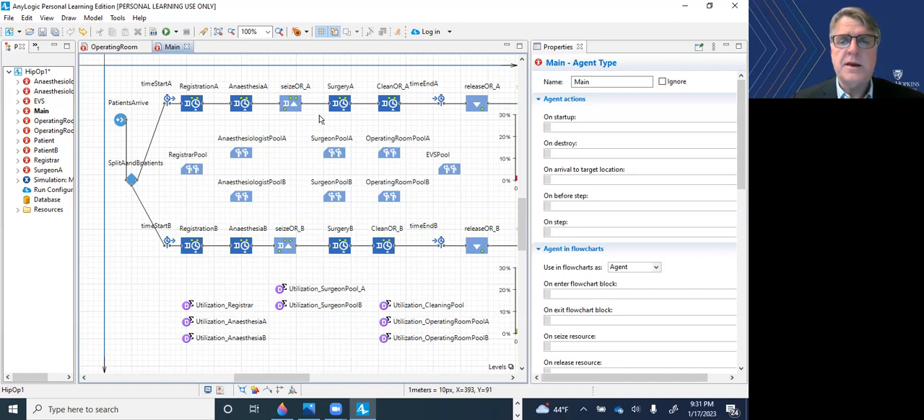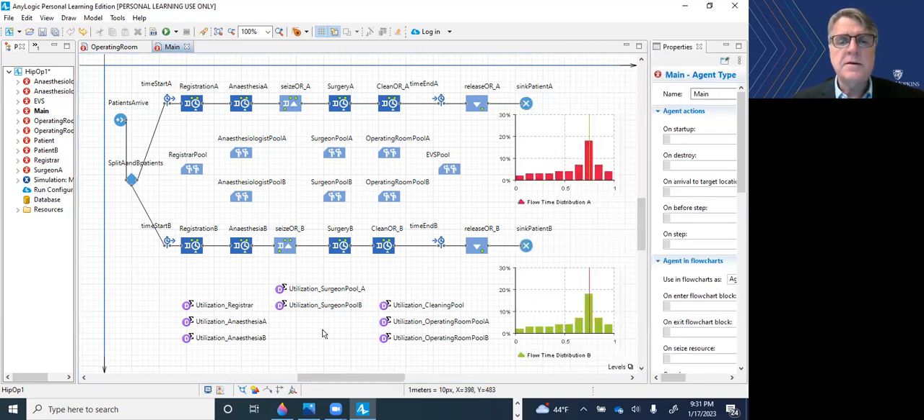So these are our primary KPIs. The statistics that we're going to be reviewing are the following. We're going to look at utilizations of all of these pools: the registrar, surgeon pool A, surgeon pool B, the anesthesiologist in both A and B pools, the cleaning pool, which is really the EVS pool, the environmental services, and also the operating rooms, pool A and pool B. We're also going to get the flow time histograms, and we'll get a mean there as well.